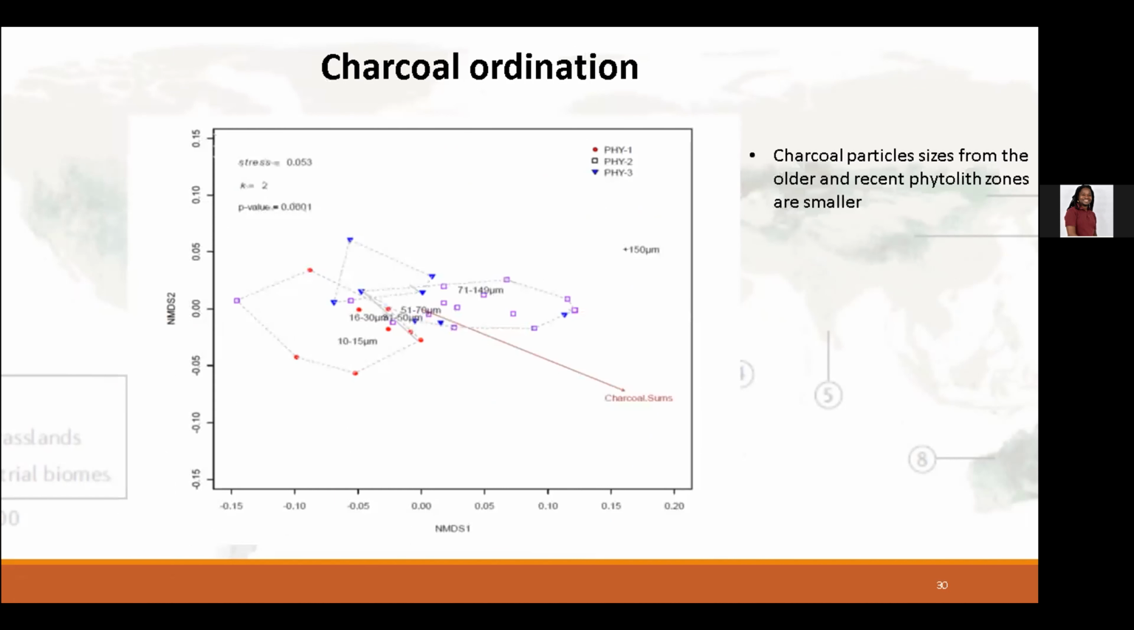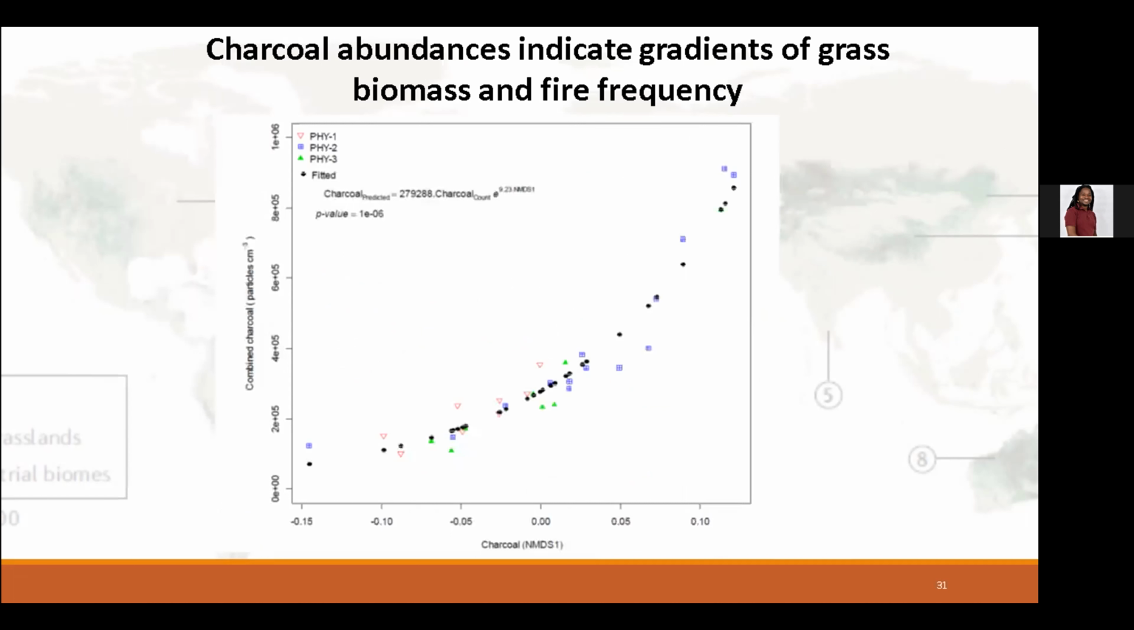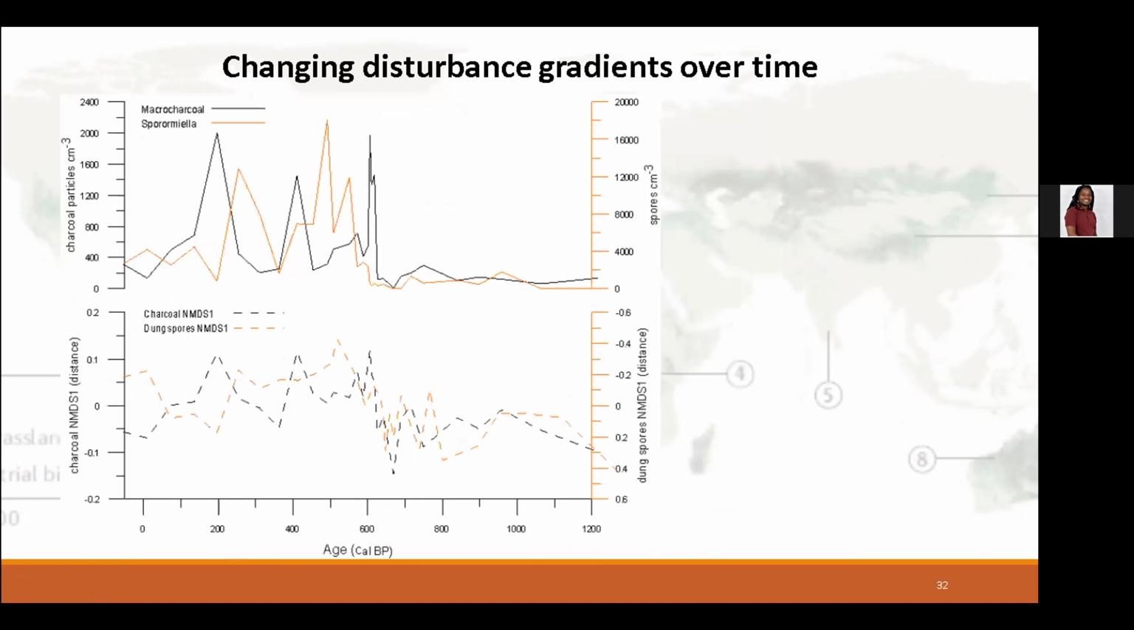And so when we ordinate the charcoal particle sizes, we see that charcoal particle sizes are smaller in older and recent phytolith zones. And there's definitely more charcoal particles in the zone associated with more fire. And we can see from the ordination that there's a strong positive relationship between grass biomass, plant size, and fire frequency, although there's a bit of leeway, but we can see that this is the general direction on that gradient of how grass biomass, plant size, and fire frequency change.